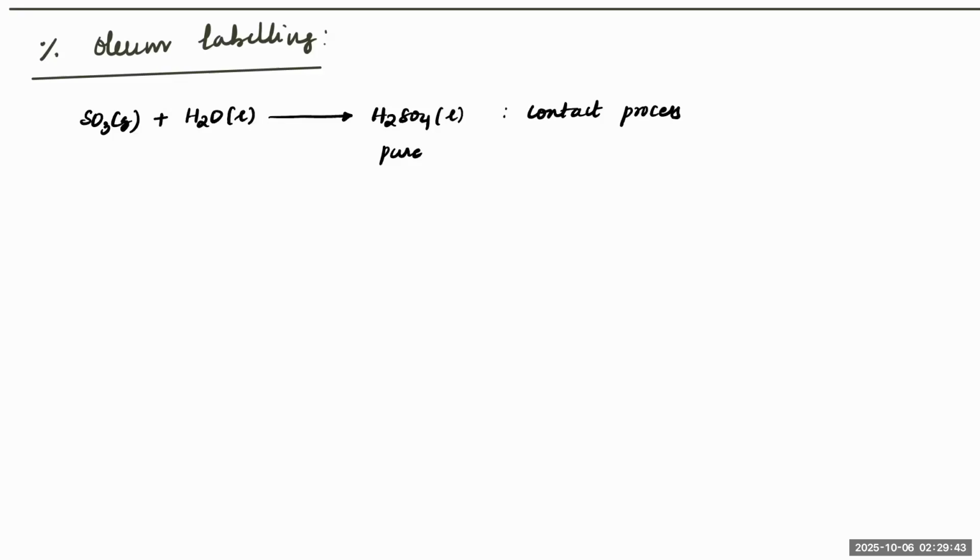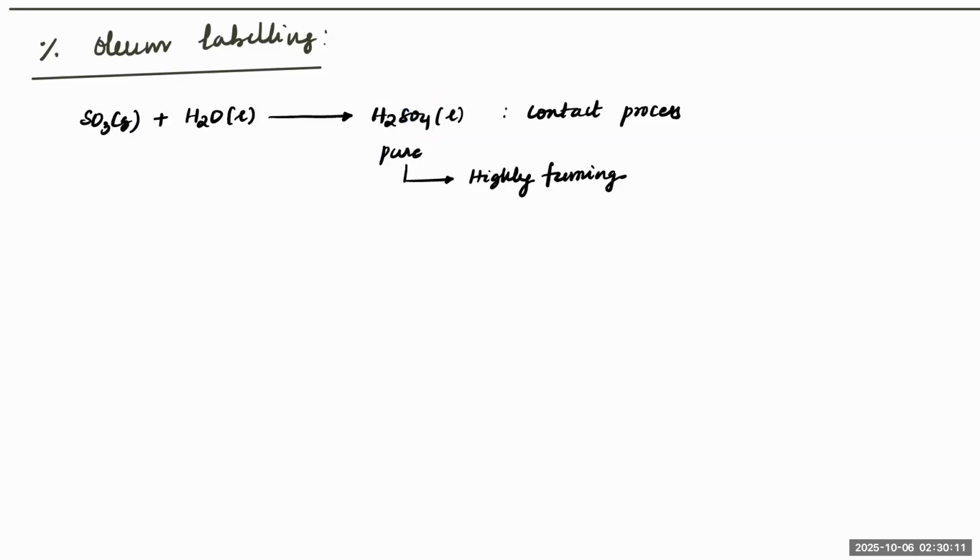But there is one problem with H2SO4 here. Such a pure form of H2SO4 is highly fuming. Fuming means it will keep on bubbling up. So maintaining this H2SO4 in the pure form is very difficult. It will keep on bubbling out, giving away SO3. So controlling this H2SO4 becomes a challenge.